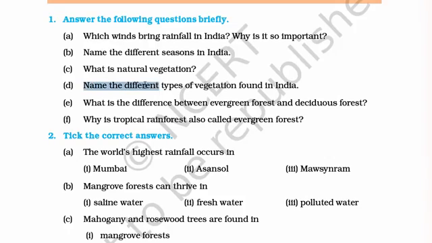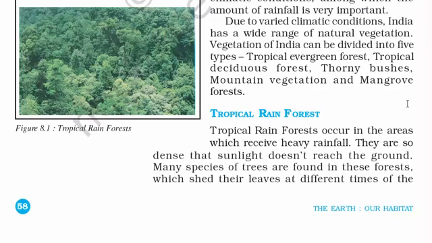Fourth question, name the different types of vegetation found in India. So we have, let's just say whatever randomly comes in our mouth. One is tropical rainforest, then we have tropical deciduous forest, then we have mangroves, and then we have mountain vegetation, and then we have thorny bushes.